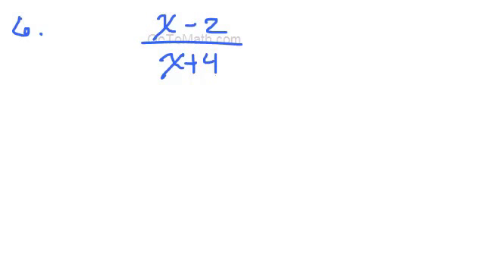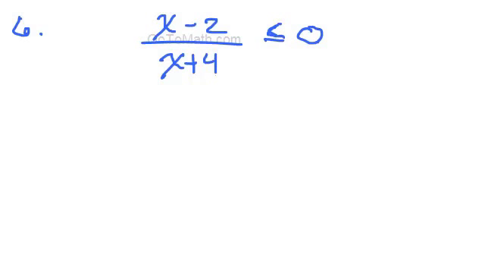Now we're going to something a little bit more difficult. Gotta throw a little twist in here. So we have this rational expression. Remember, the title was polynomial and rational inequalities. So we have x minus 2 over x plus 4, and that is less than or equal to 0.